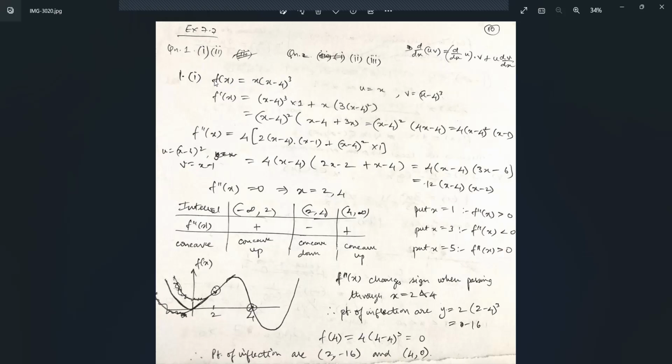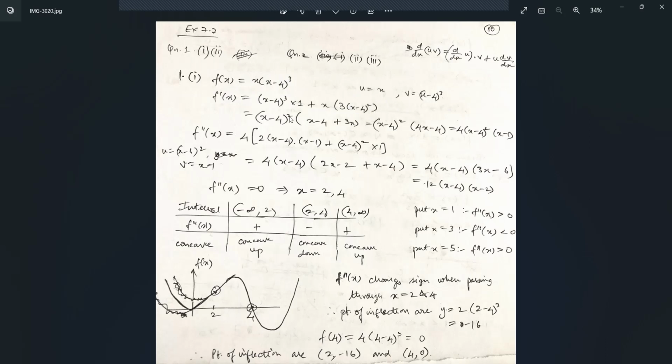To solve this, we have to double differentiate and look for the sign changes in f double dash of x. So using the product rule, we are going to differentiate. u is equal to x and v equal to (x minus 4) cubed. So f prime of x: we keep this as constant and differentiate x, get 1. And we keep x as constant and differentiate this one, get 3 into (x minus 4) the whole square.